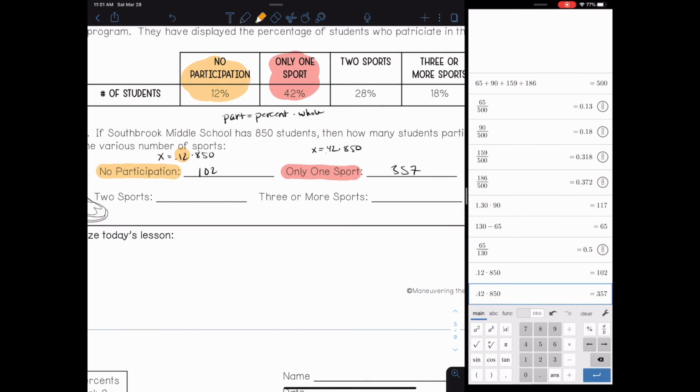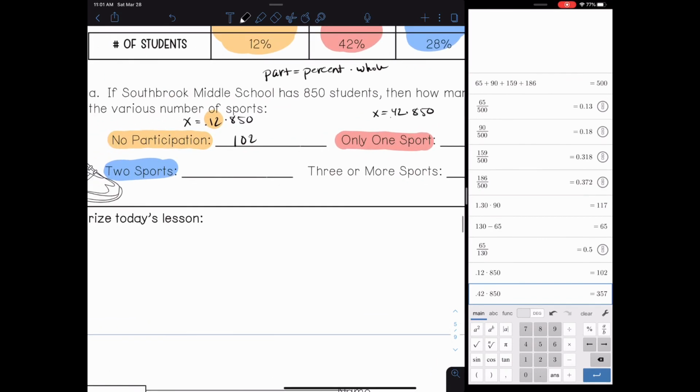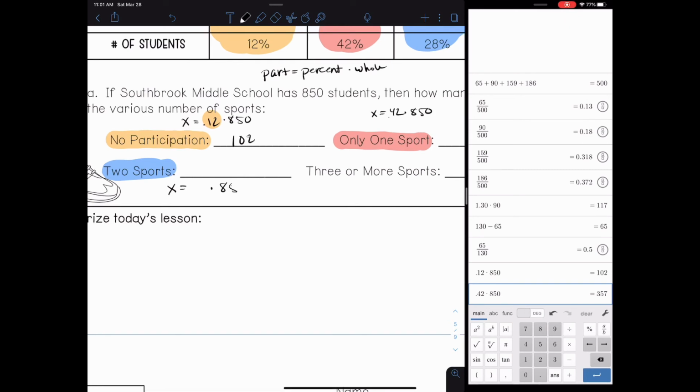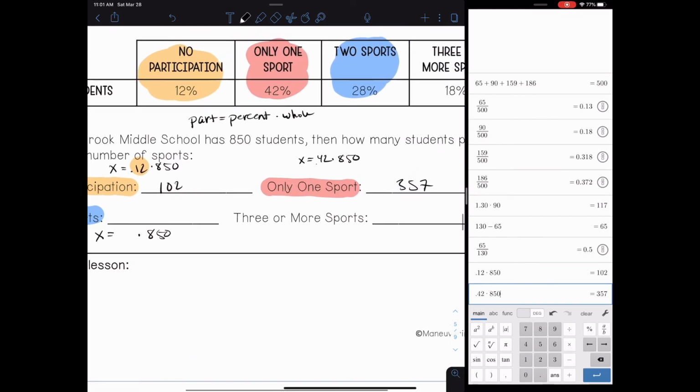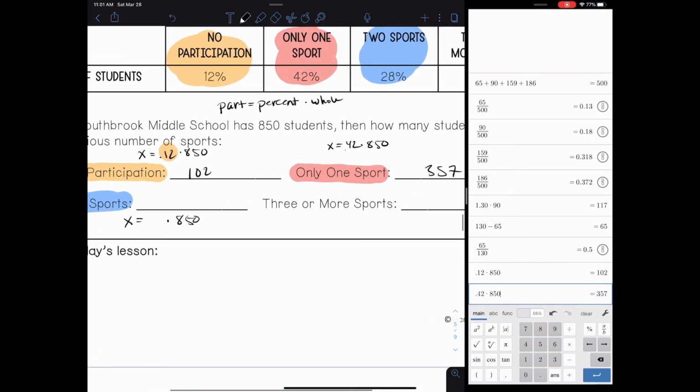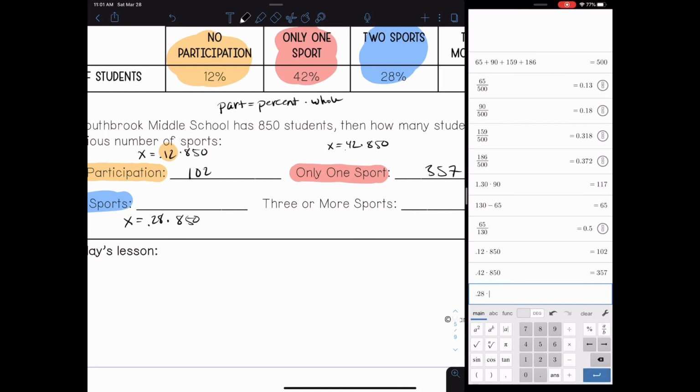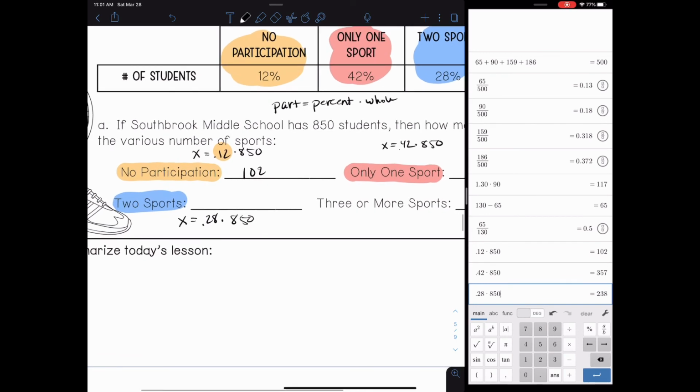Students that played two sports. Well, again, the exact same equation. The part equals the percent times the whole, and the whole is 850 students. How much was the percent? 28%, so it's 0.28. 0.28 times 850. And so you get that the students that only played two sports is 238.